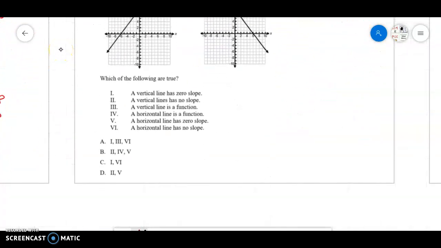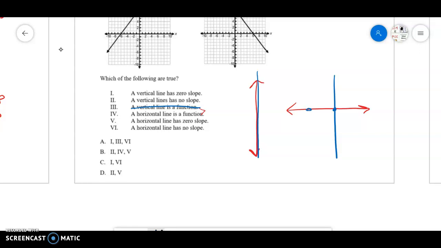This one I suggested to a lot of people that you go ahead and draw the lines. So here is my vertical line. Here's my horizontal line. So notice it talks about slope, but it also talks about functions. The horizontal line is in fact a function. It passes the vertical line test, but the vertical line does not. So vertical line as a function is not true.